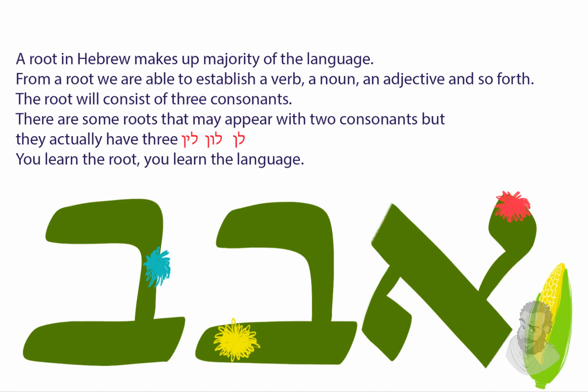The root will consist of 3 consonants. There are some roots that may appear with 2 consonants, but they actually have 3. Like what you see here. Lamed Nun is actually written 2 ways: Lamed Waw Nun and Lamed Yod Nun. Okay? You learn the root, you learn the language.